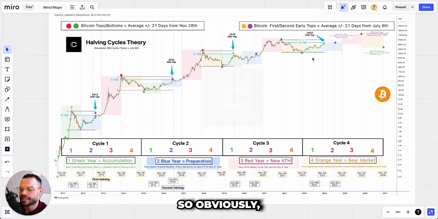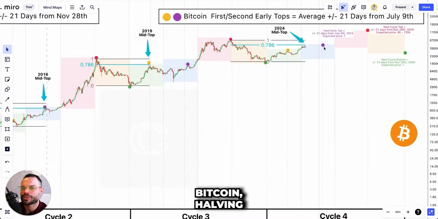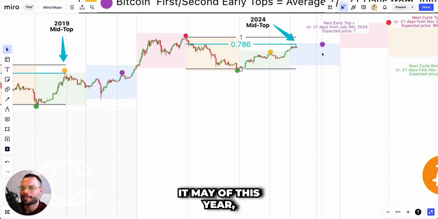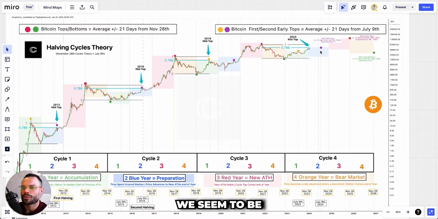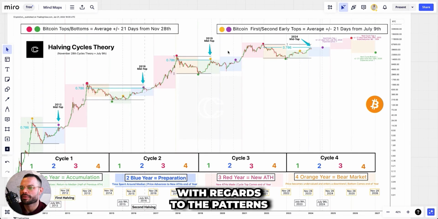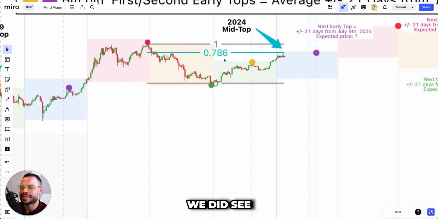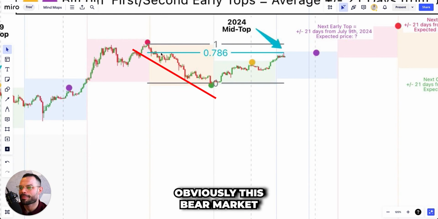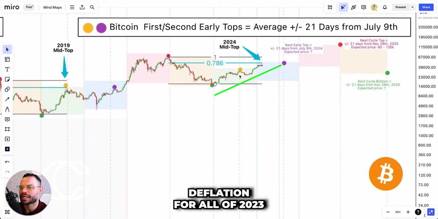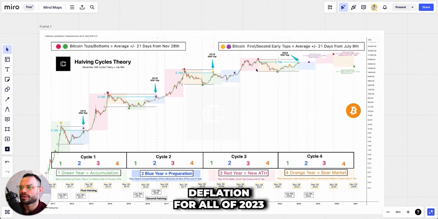So obviously, as we approach this next Bitcoin halving in May of this year, we seem to be somewhat on course with regards to the patterns and behavior that Bitcoin tends to exhibit over this 4-year super cycle. We did see, obviously, this bear market trend for all of 2022. We then saw a bottom, and we saw price accumulation for all of 2023.